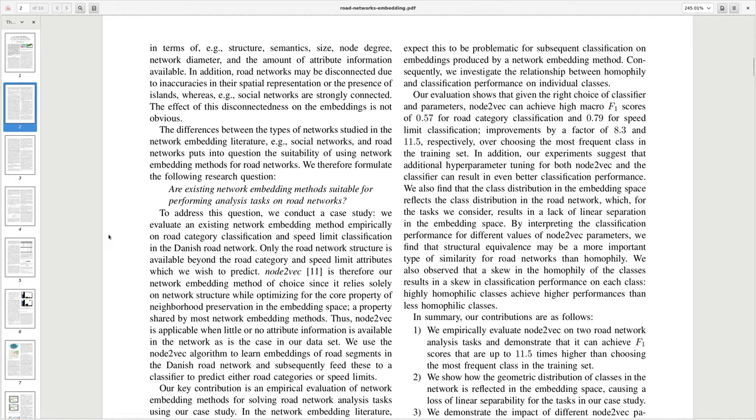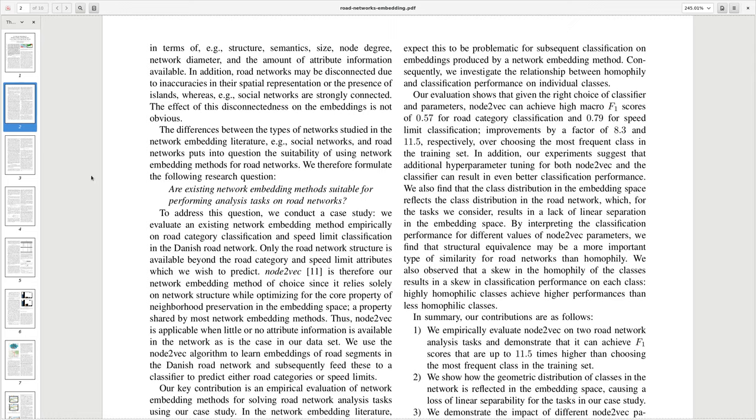In addition, road networks may be disconnected due to inaccuracies in their spatial representation or the presence of islands. For example, social networks are strongly connected. The differences between the types of networks studied in the network embedding literature, social networks, and road networks put into question the suitability of using network embedding methods for road networks.